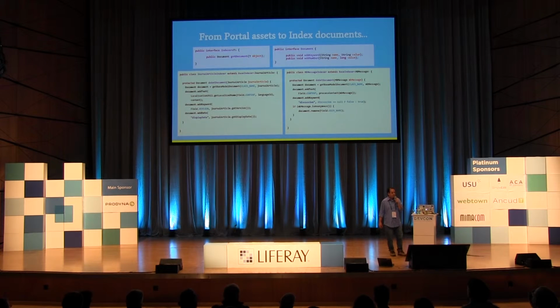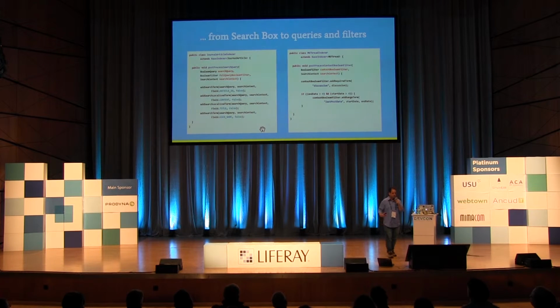For every Portal asset, we have an indexer, so we can get the fields we want from journal articles, from message boards, build document objects with this data, and send it to the search engine. And the other way around, we can use the same indexers to get what your user types in the search box and add these search terms to a query or a filter in order to send this query or this filter to the search engine in order for your data to be found.